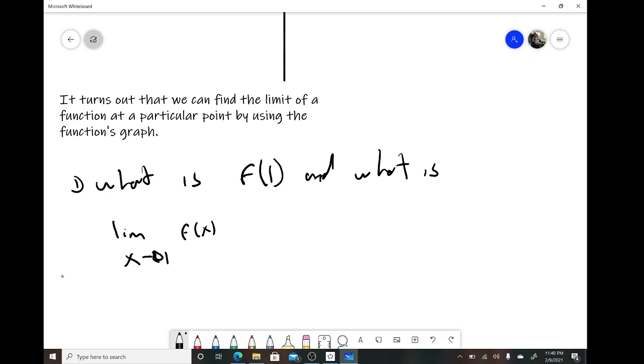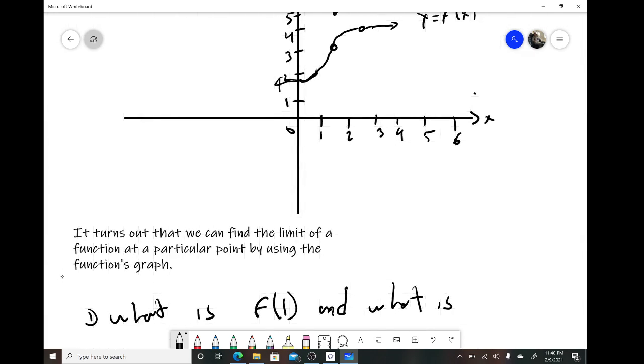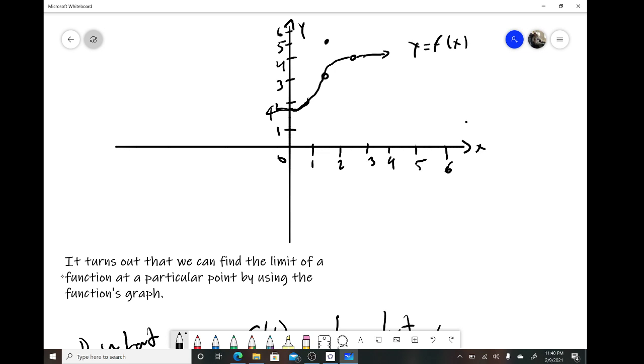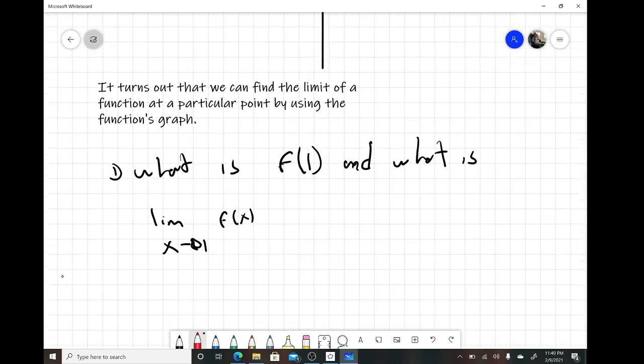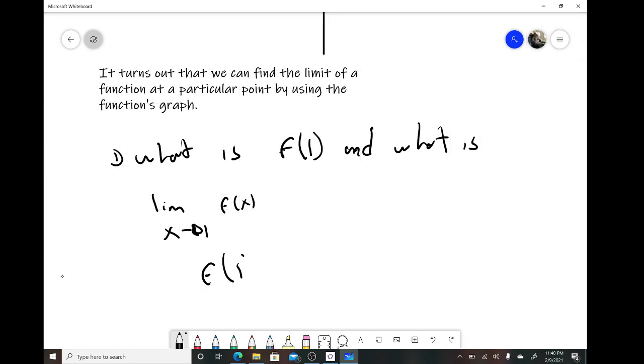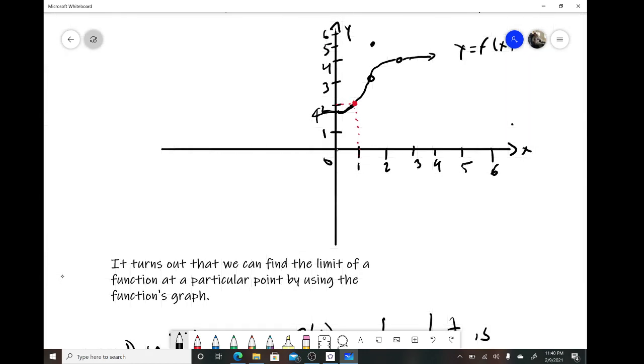So I have two questions here. What is f of 1 and what is the limit as x goes to 1? I know my picture is not perfect, but if we plug in 1 and go up and across, we get that this is the point 2. So we have that f of 1 equals 2. If you plug in 1 for this function, you get 2 as the output.